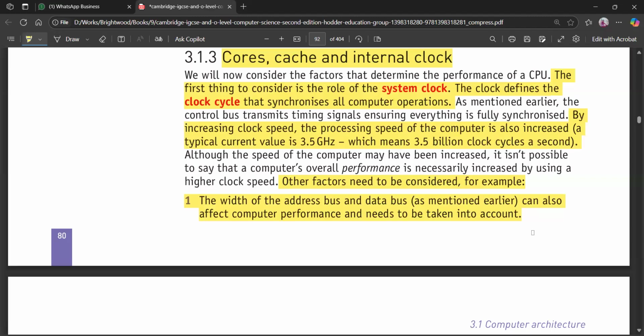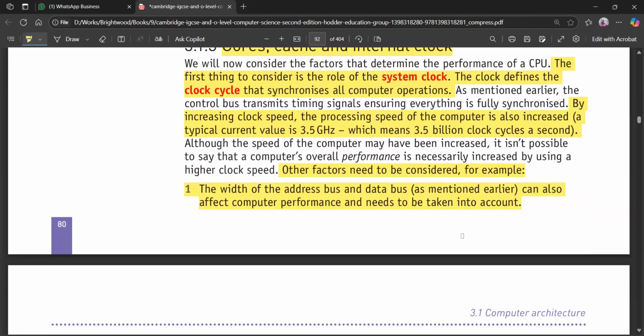There are other factors to consider. The main thing is the width of the address bus and the data bus. That can also affect computer performance and needs to be taken into account. As mentioned earlier, the width of the address bus and data bus can affect computer performance.